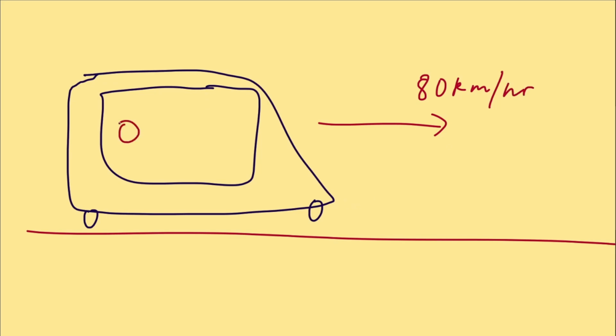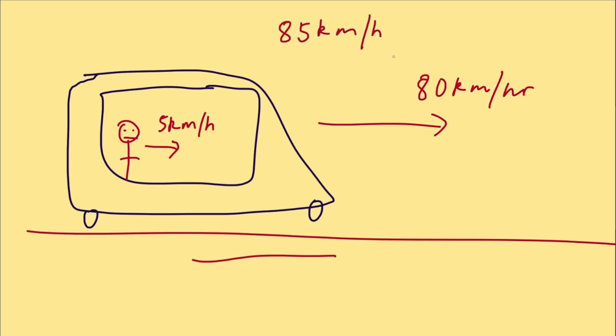If somebody on the train, so a human on the train, walks forward toward the front of the train at 5 kilometers an hour, relative to the train, he's moving at 5 kilometers an hour. But relative to the ground, he's moving at 85 kilometers an hour. Because the train speed is also taken into account.